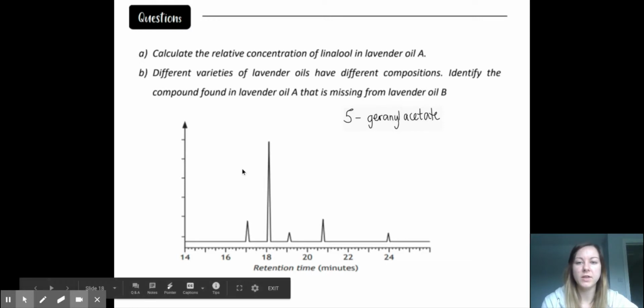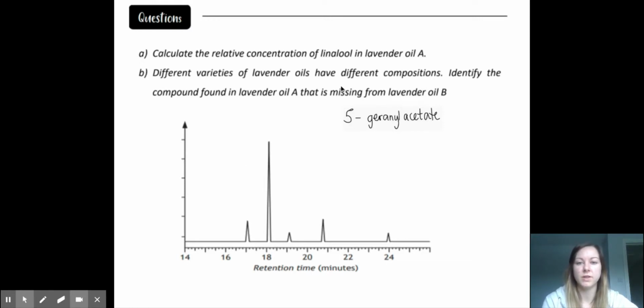Part B, calculate the relative concentration of linalool in lavender oil A, we already did before. Part B is different: varieties of lavender oils have different compositions. Identify the compound found in lavender oil A that is not found or is missing from lavender oil B.